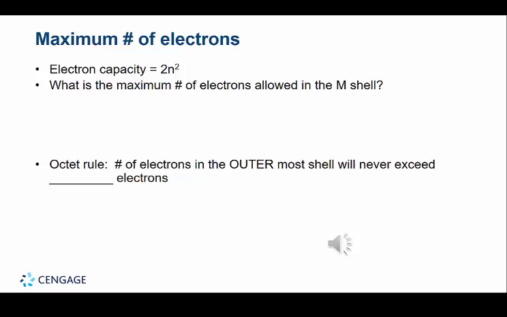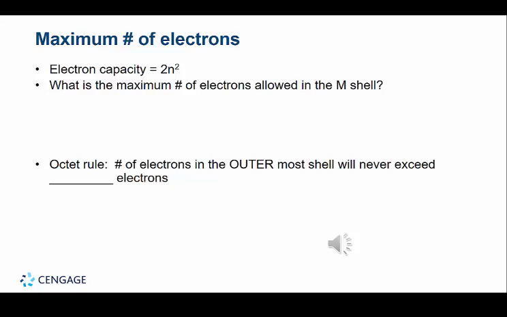Here's an example math problem of determining the maximum number of electrons in a shell. The electron capacity is measured as 2n squared. What is the maximum number of electrons allowed in the M shell? If you look at a previous slide, the M shell is number 3. So you would plug in 3 in place of n. 3 squared is 9, times 2 is 18. So the maximum number of electrons allowed in the M shell is 18.